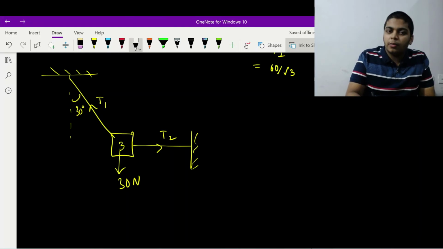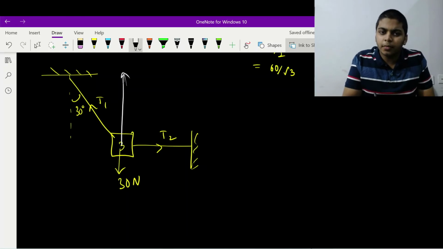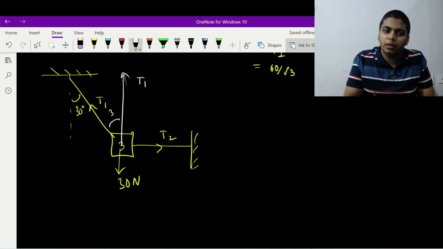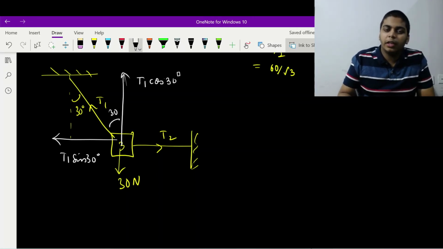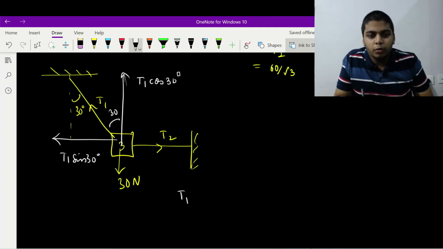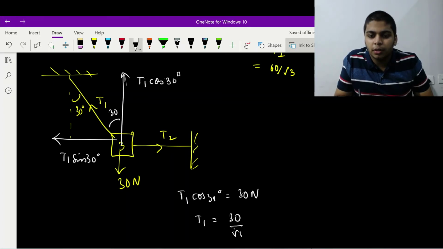Now let me resolve the components of T1. If I'll be resolving the components of T1 along the y-axis and x-axis, along the positive y-axis this will be your T1 cos 30, and along the negative x-axis, a component of T1 will be T1 sin 30, right? So simply equate the forces along both directions. So T1 cos 30 is simply equal to 30 newtons, right? So your T1 is 30 by cos 30. The cos 30 is root 3 by 2. So this will be 60 by root 3, right?